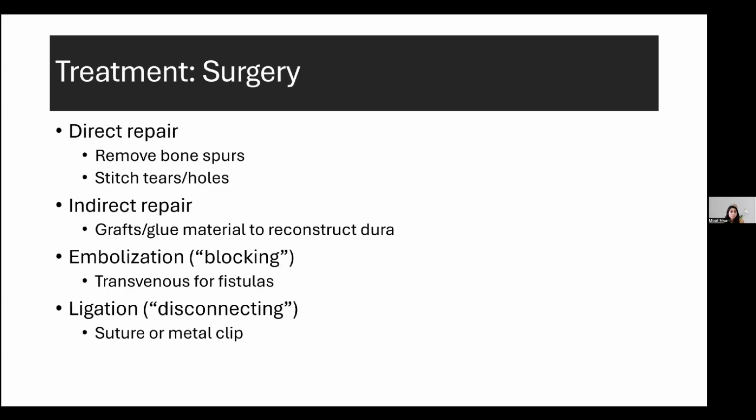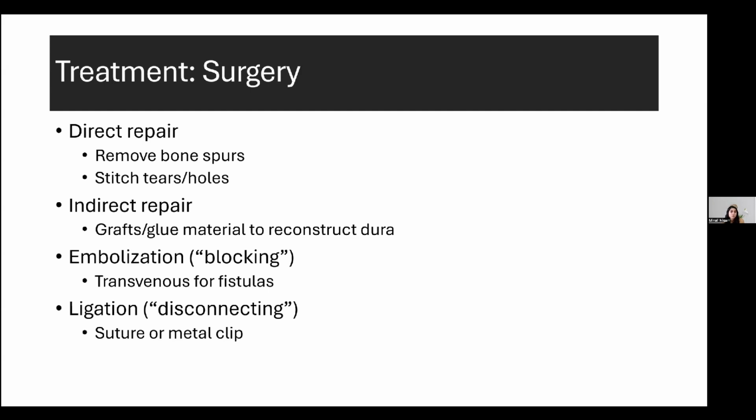And then usually reserved for the last line of treatment is surgery. For some patients, we will offer it before some of these other procedural interventions. But there are different types of surgeries that neurosurgery can do to help with CSF leak headaches. So one is direct repair.